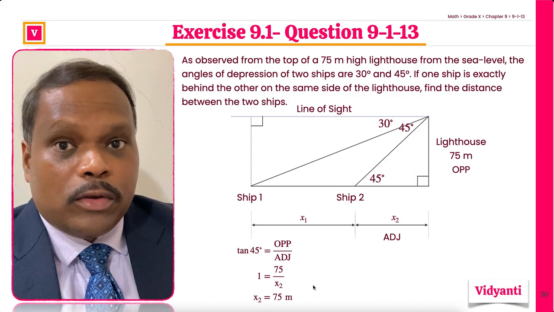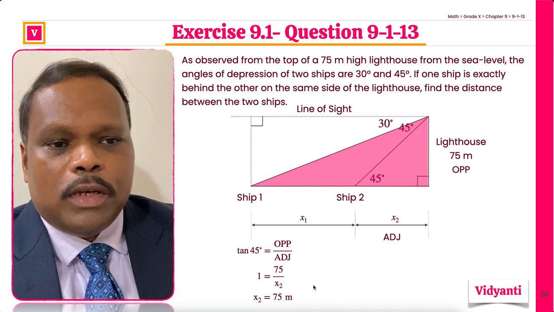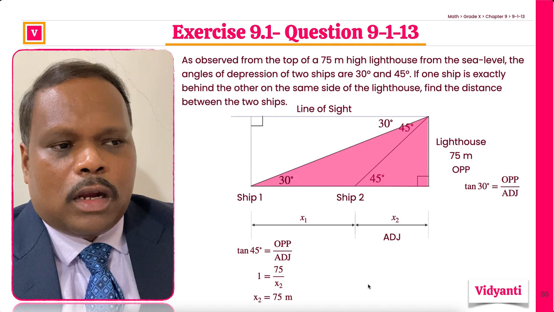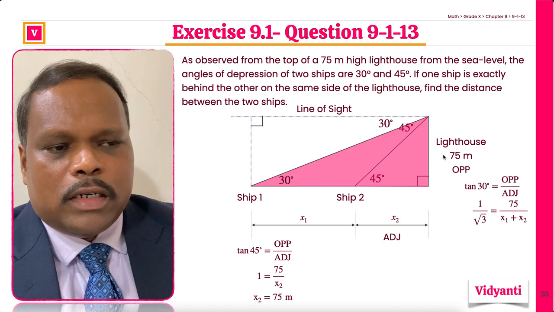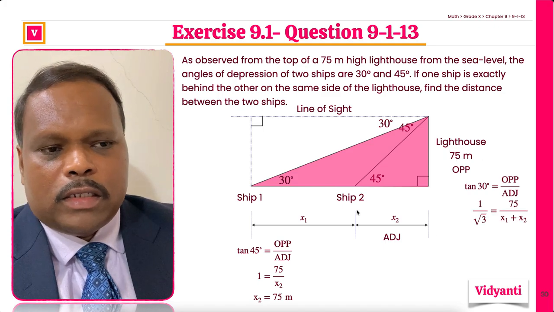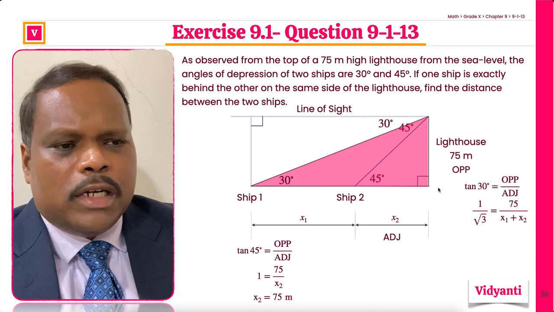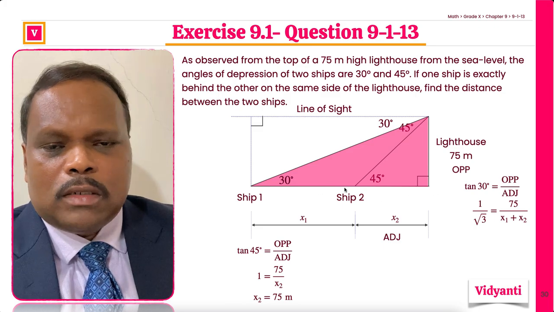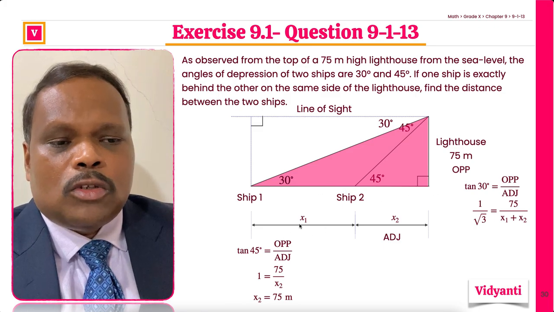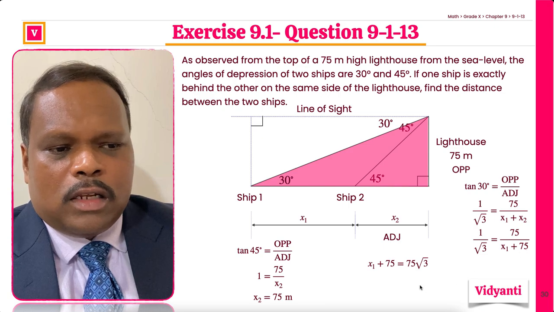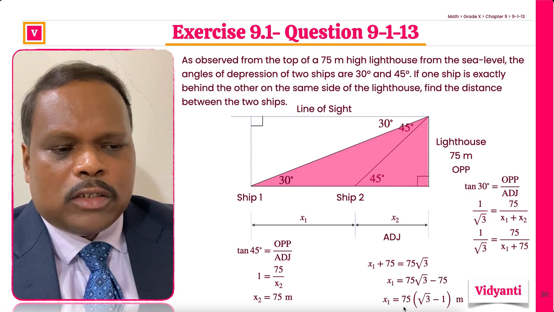This information we will have to use for the second time. So now consider the bigger triangle. This is also 30, alternate interior angle, and tan 30 will be opposite over adjacent. Opposite is 75, adjacent is x plus x1 plus x2. Now the complete distance is not known, so I'm going to assume that this is x1 and x2. x2 is already calculated, so let's plug in 75, and then x1 is also known. So now x1 is 75 times root 3 minus 1.